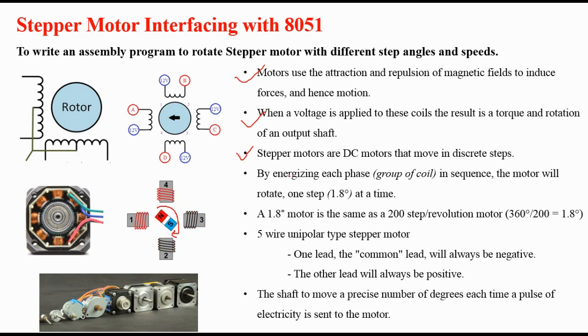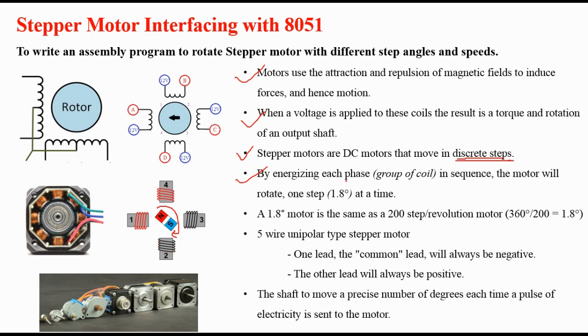By energizing each phase, meaning a group of coils, in a sequence, the motor will rotate one step, that is 1.8 degrees at a time. So we have discussed that these are the DC motors which move in discrete steps. Meaning, it will not rotate continuously.